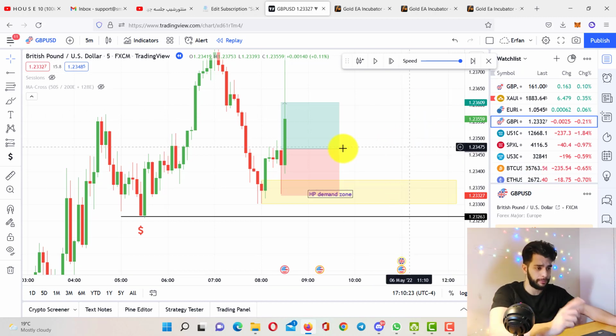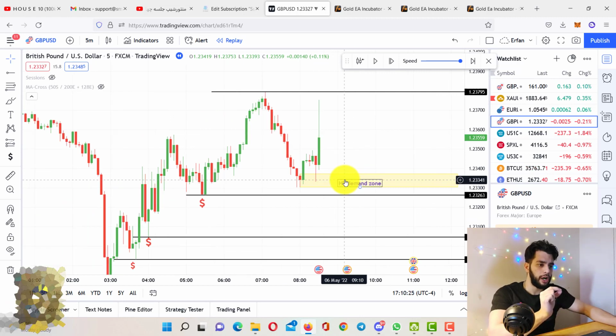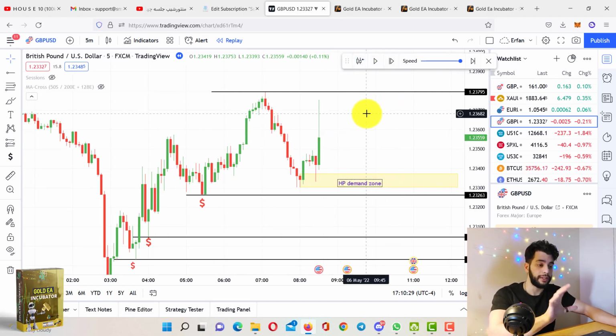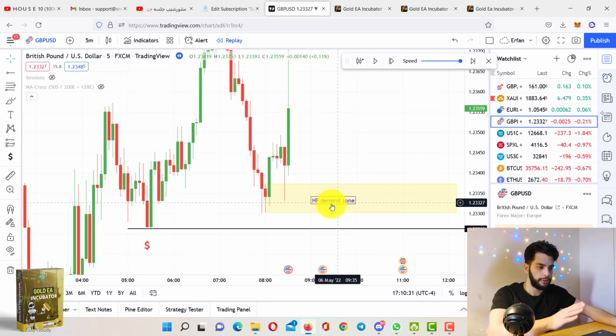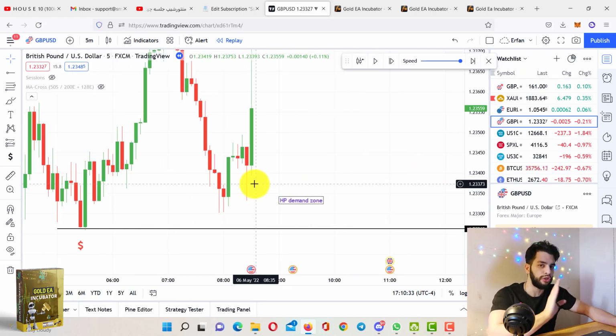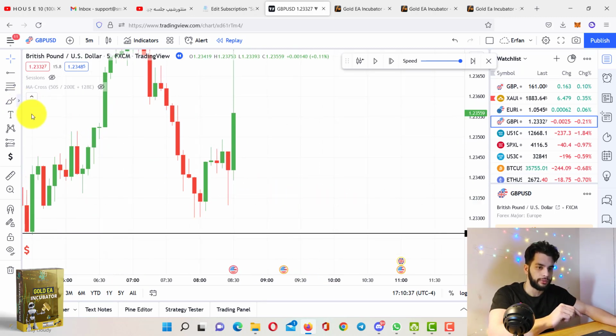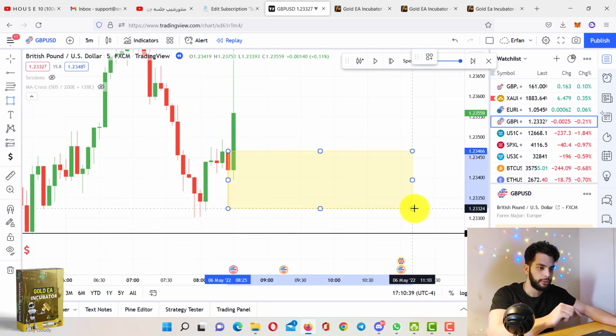And this is the first example that I could show you. Let's go for a high probability supply zone. Okay, and one more thing which is very important. See, this high probability demand zone is invalid because it's already used. It's only a one-time use, and then we delete it. Another one right here. Look at this.